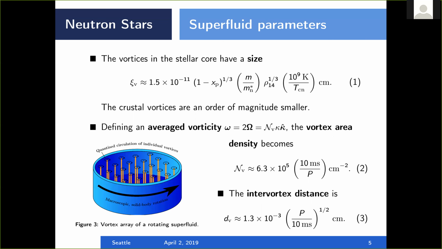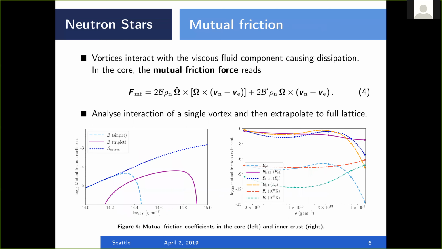Yeah. What happens when vortices in the triplet pairing region migrate into the singlet? Maybe we can leave that for a later conversation, because that's one of the things I wanted to talk about later.